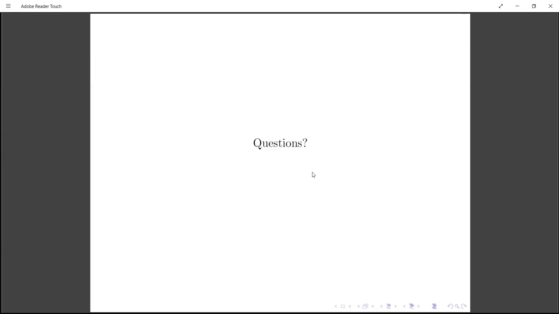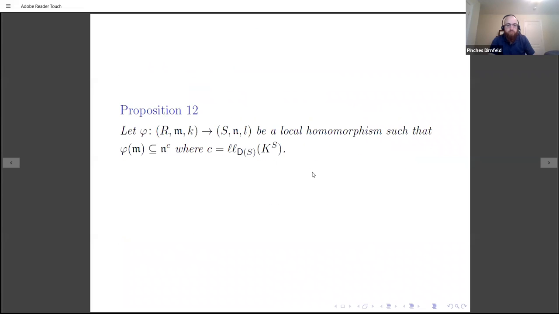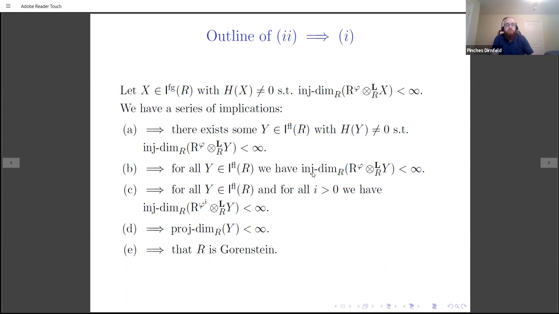I want to ask a question: does an induction method apply for the proof in your theory? Say it again. You're asking if you use induction in your proof? I use induction at one point, right? I'm using induction to go from B implies C. So here I'm assuming I know that for every Y in IFLR, the finite injective dimension of R phi is finite. So in other words, now I know that R phi derived tensor with Y is in IFLR.